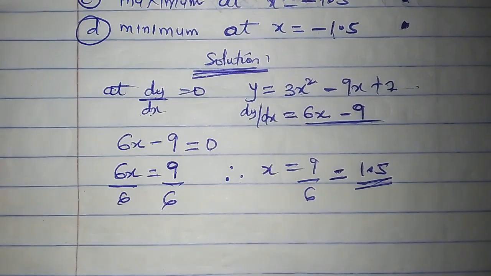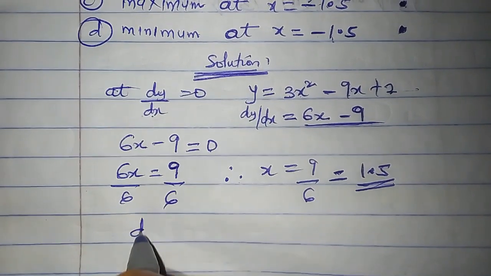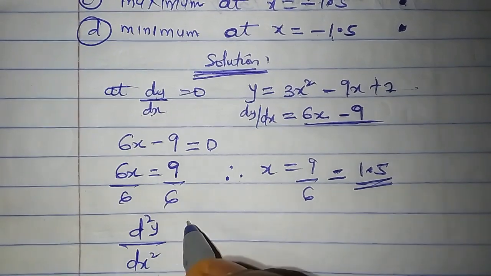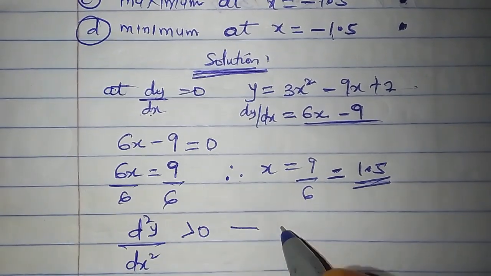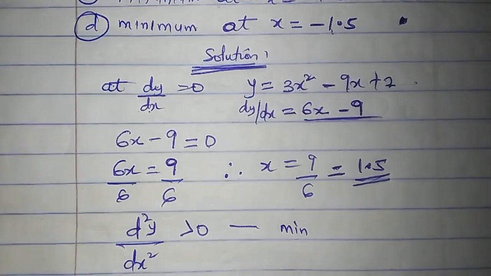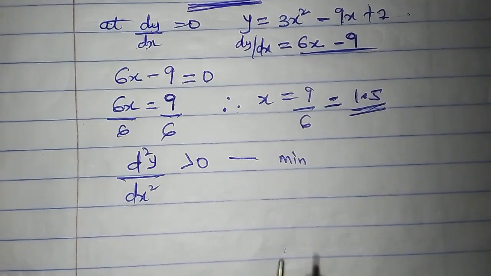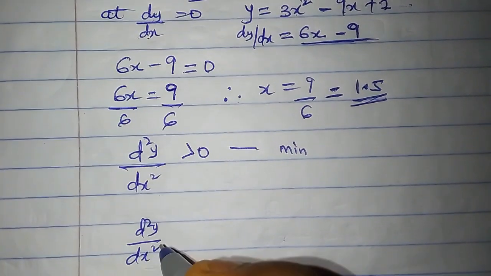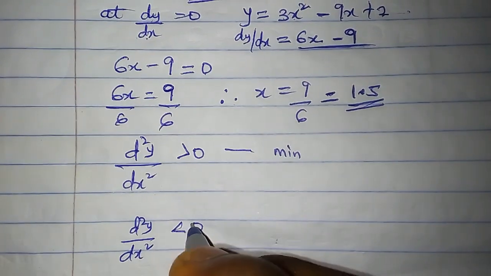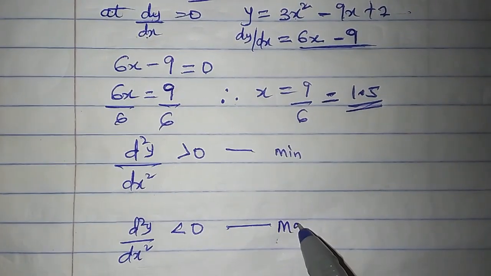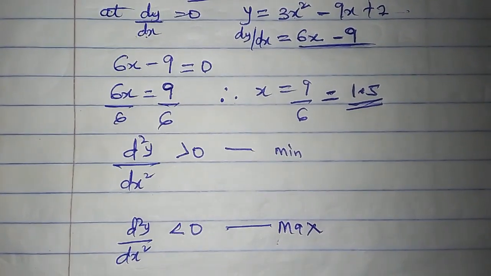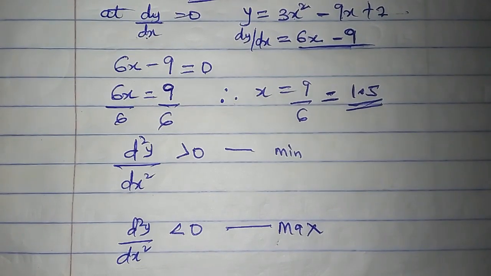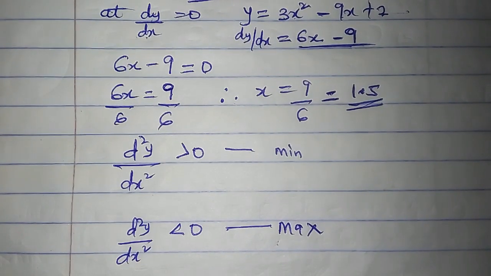Now, for the second derivative test, we have it that d squared y all over dx squared, if it is greater than 0, then it is a minimum point. But if d squared y all over dx squared is less than 0, it is a maximum point. So let me differentiate this function again, dy/dx, to obtain d squared y over dx squared.